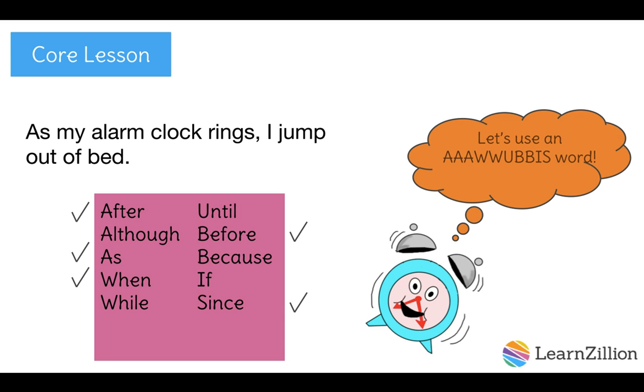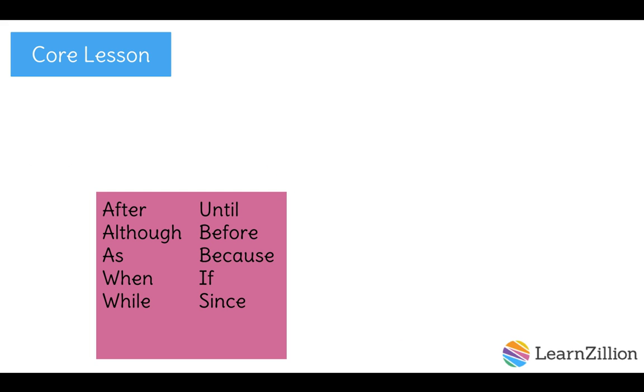Listen to how my sentence sounds now. As my alarm clock rings, I jump out of bed. It flows much more nicely with the conjunction added. One important thing to remember is that when the conjunction starts the sentence, a comma like this must go in between the two sentences that have now been combined.